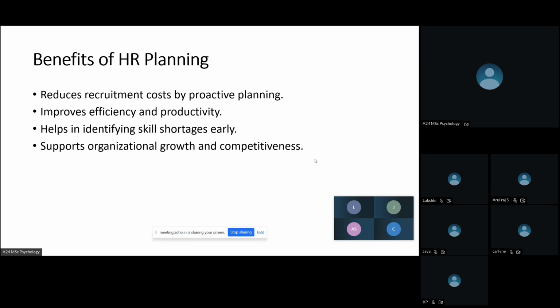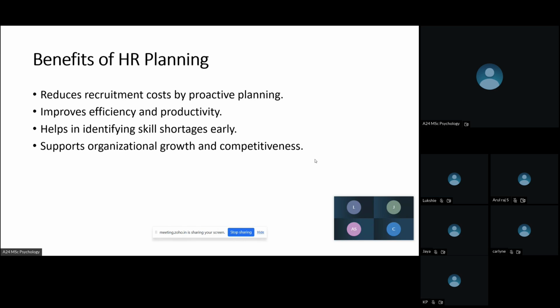Moving on, what are the benefits of HR planning? Why does HR planning work, or why do we need to do HR planning so that the organization can benefit? First thing, it reduces the recruitment cost. By proactive planning, by forecasting the workforce, by forecasting how many people or how many skills are needed to attain organization goals, the proactive planning is very, very important so that it reduces the recruitment cost without many surprises.